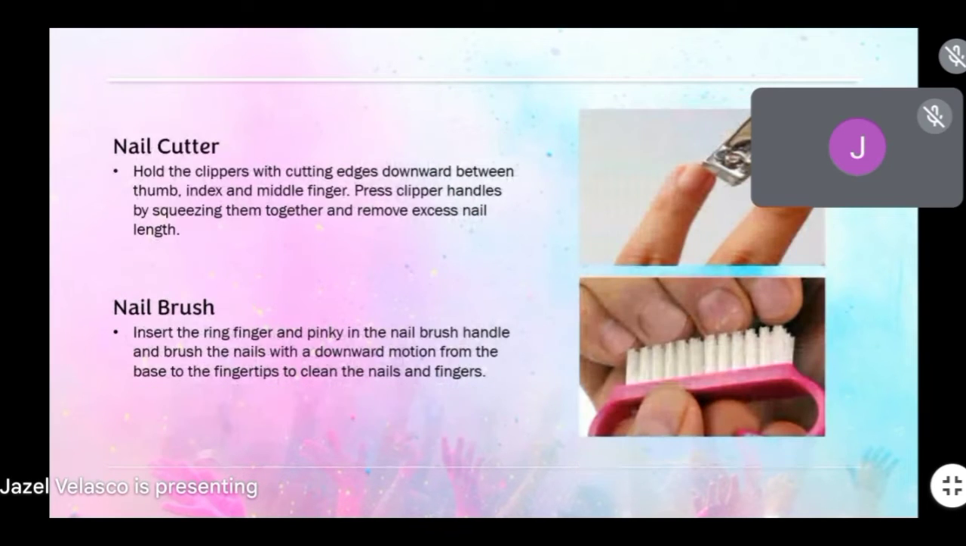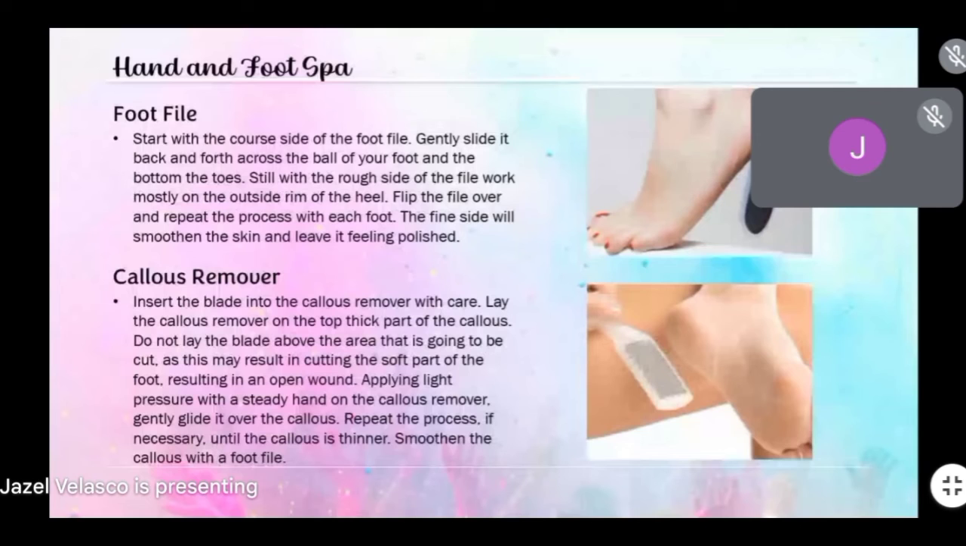Next is the nail cutter. It is a hand tool used to trim fingernails, toenails, and hangnails. Next is the nail brush, used for scrubbing the hands and cleaning the fingernails and toenails, and also in hand spa and foot spa. The foot file is a pedicure tool used to grate the dead skin off your feet.